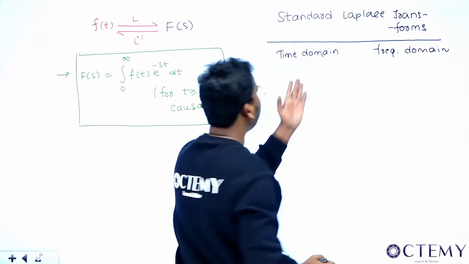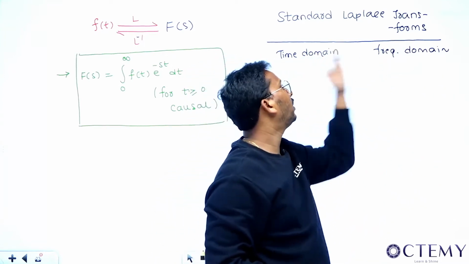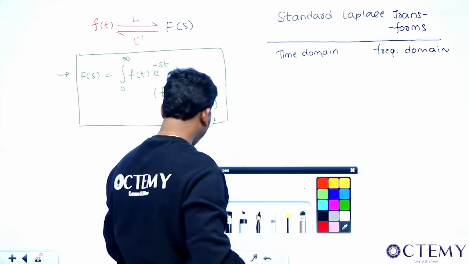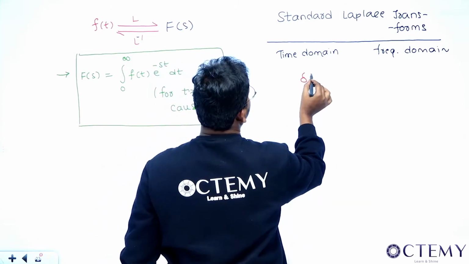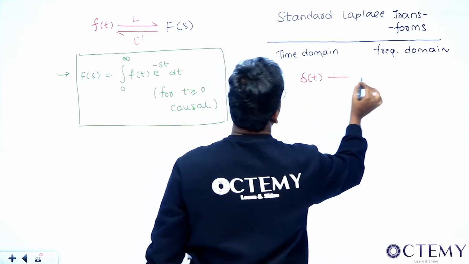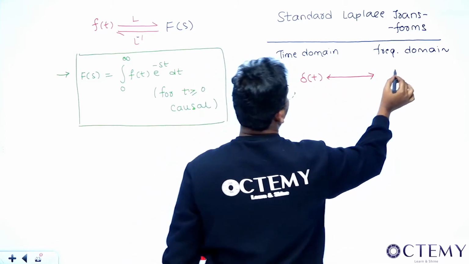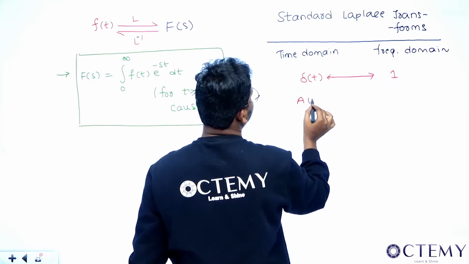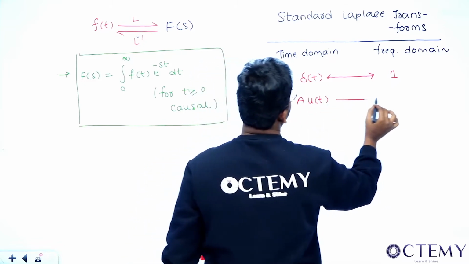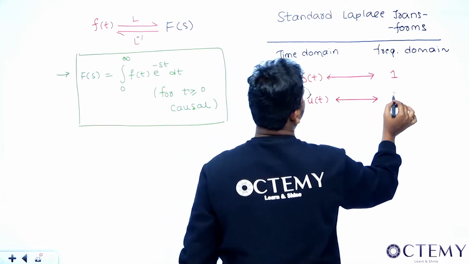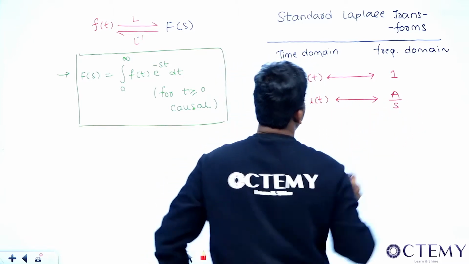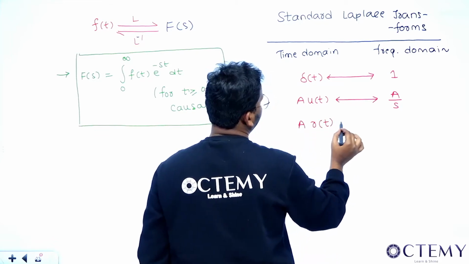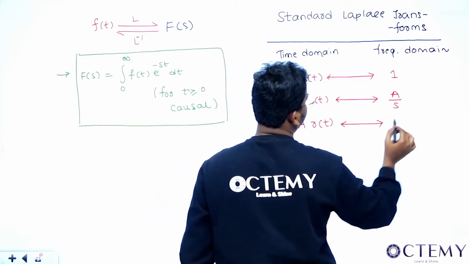So when you go from here to here, that is Laplace transform, and here to here, inverse Laplace transform, right? See sir, if you have delta t, that is an impulse function, the Laplace transform will become 1. Similarly, if you have A u(t), the Laplace transform will become A by S. If you have A into r(t), then it will become A by S square.